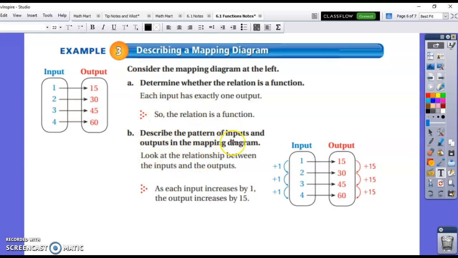Then it says describe the pattern of inputs and outputs in the mapping. And so to do that, you just kind of look down your mapping diagram. So it goes from 15 to 30, it increases by 15. 30 to 45, it increases by 15. 45 to 60, it increases by 15. Then you go 1 to 2, it increases by 1. 2 to 3, increases by 1. 3 to 4, increases by 1. So you can say as each input increases by 1, the output increases by 15.